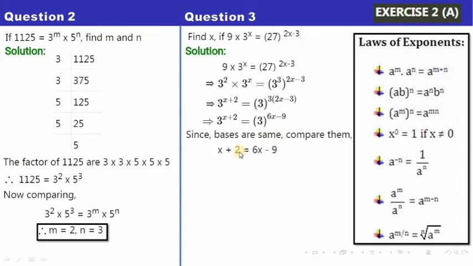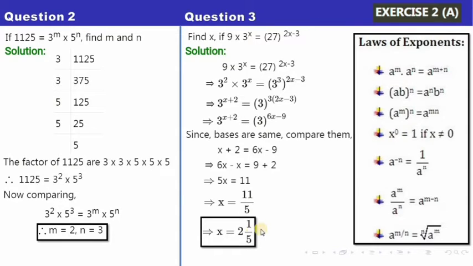Now you know how to simplify this kind of equation, isn't it? So I am not going to explain how to simplify. Simplify it, and you'll get the value of x to be 11 by 5, and if you want to convert it into a mixed fraction, the value of x turns out to be 2 and 1 by 5. So this is your answer for this particular question. You may pause the video and note down the solution.